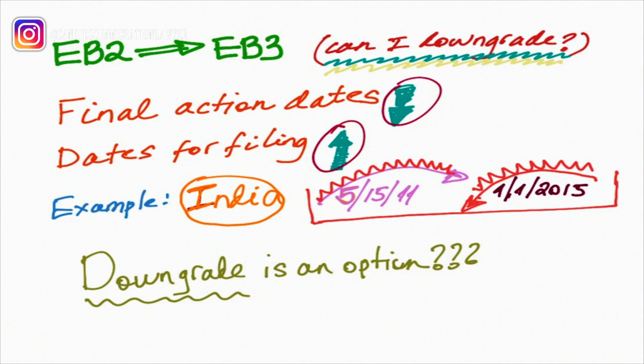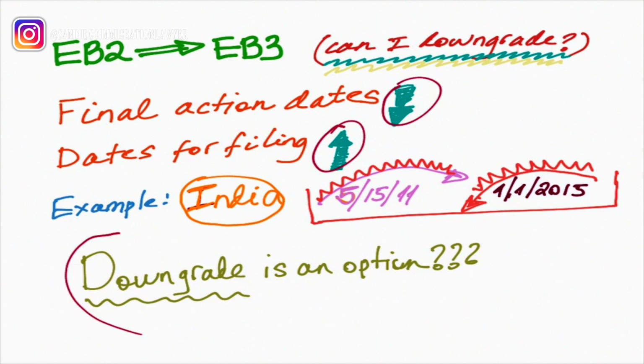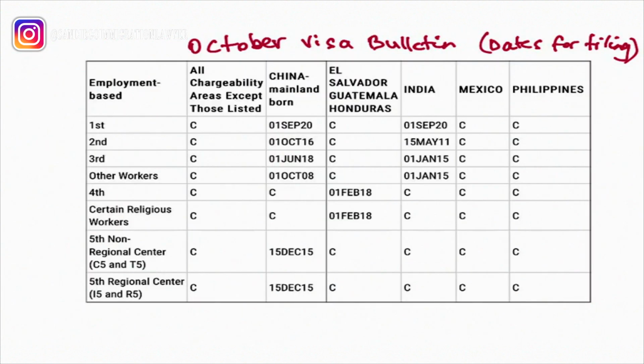For people that have priority dates after May 15, 2011, but before January 1st, 2015, there's been a lot of talk online and many videos. Some of these candidates may be eligible for what is called a downgrade, to downgrade their petitions from EB2 to EB3, and we'll talk about exactly what it means in a second.